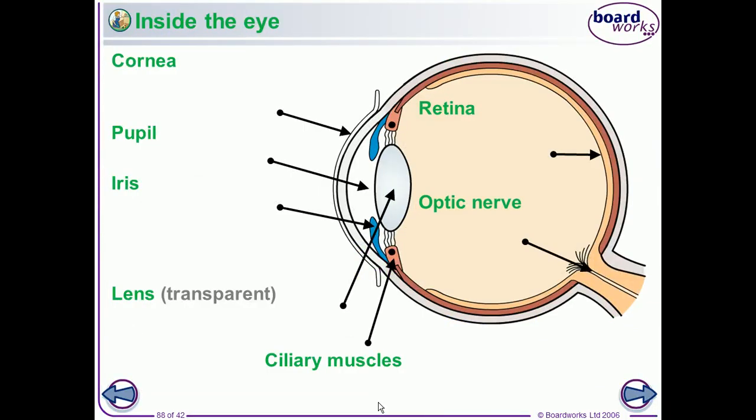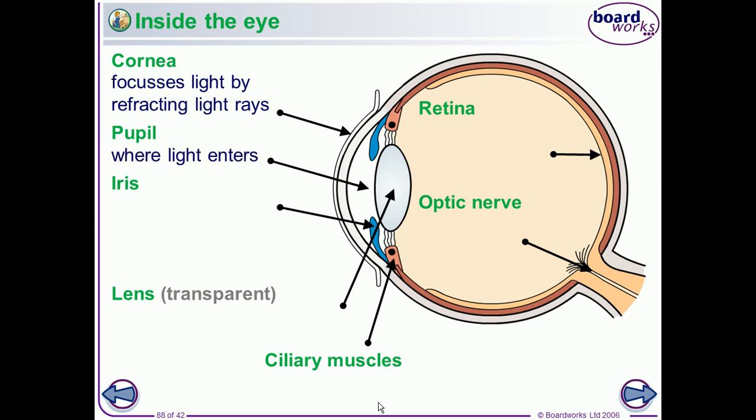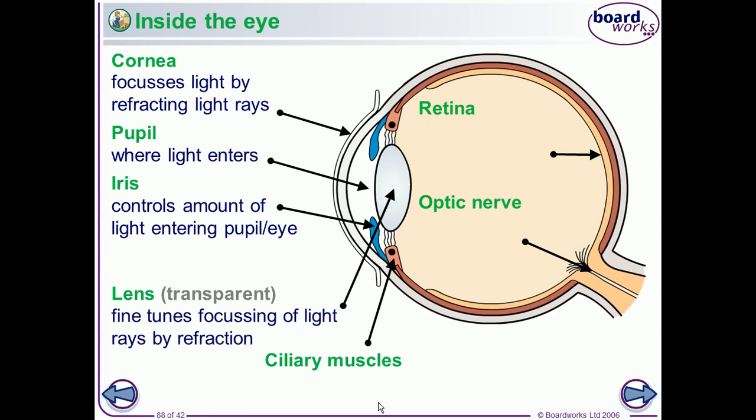So now we should know all the different functions of the eye. So we've got the cornea, and this focuses light by refracting the light rays. The pupil, light enters. The amount of light that enters, or the size of the pupil, is controlled by the iris. Then we've got the lens, which is transparent, just like the cornea. It allows light rays to enter.